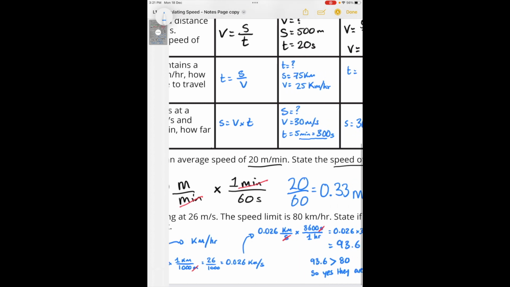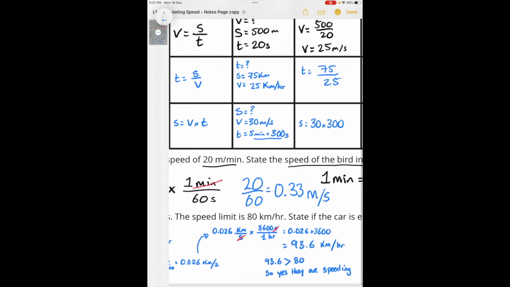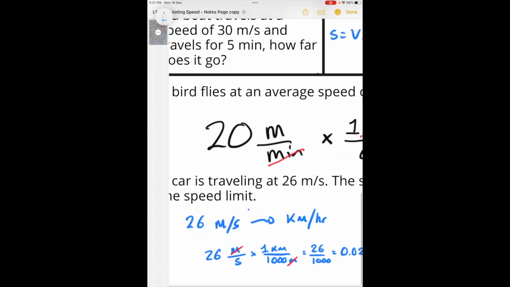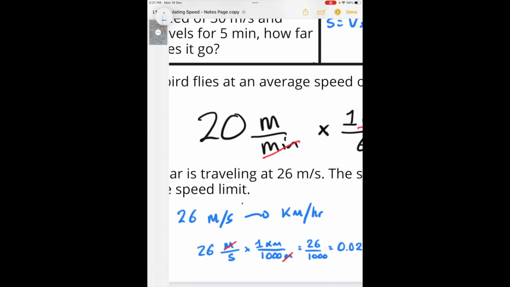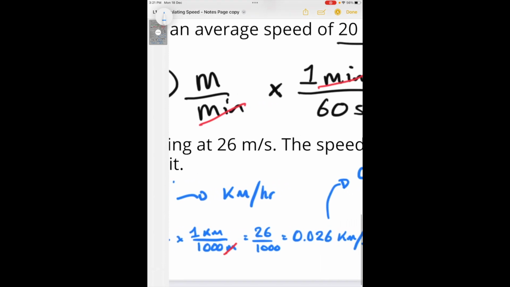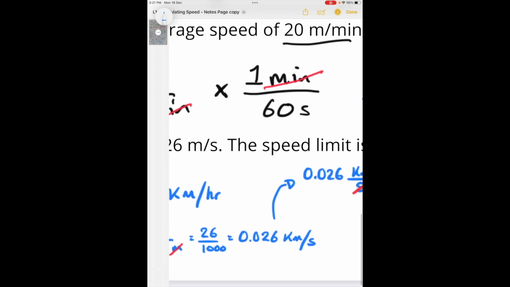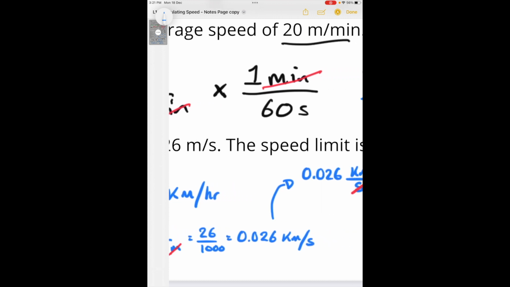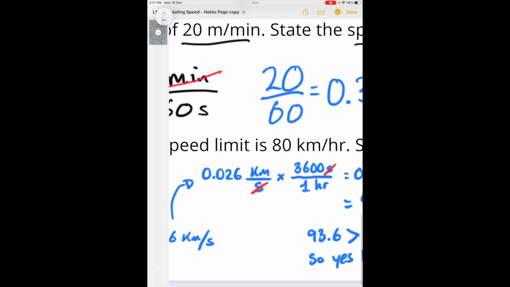Then was the final question, which is a car traveling at 26 meters per second. Speed limit is 80 kilometers per hour. State if the car is exceeding the speed limit. So we can start with 26 meters per second, and we need to change that to kilometers per hour. So I've started here, 26 meters per second. So I need to times that by 1 kilometer divided by 1,000 meters. The meters cancel out. So I end up with 26 divided by 1,000, which ends up as 0.026 kilometers per second.